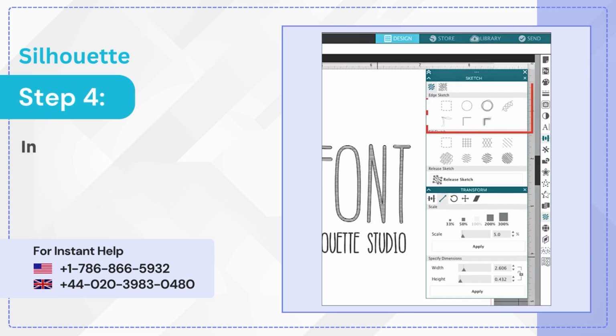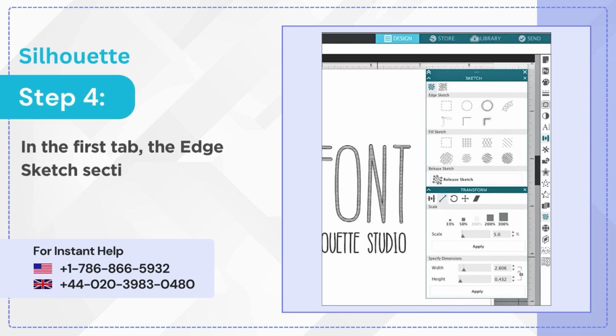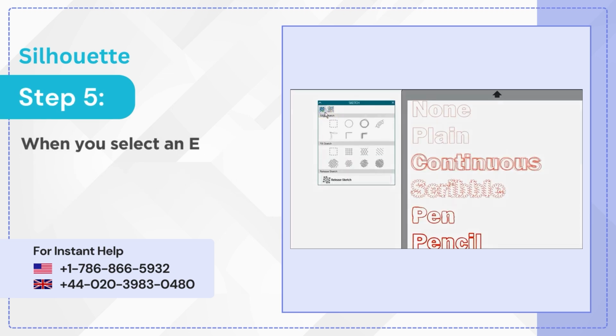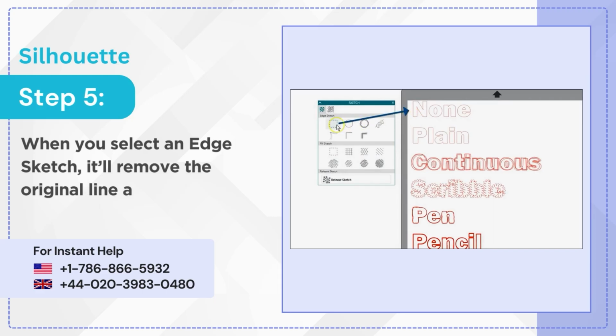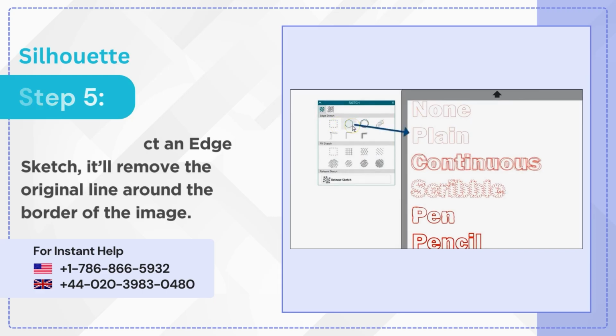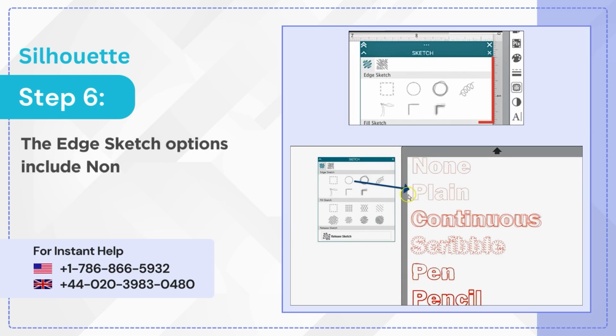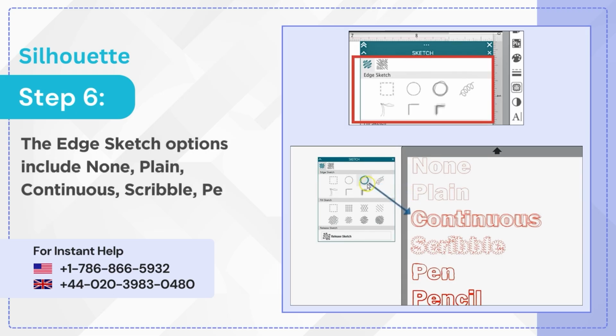Step 4. In the first tab the Edge Sketch section contains options for various styles of edges. Step 5. When you select an edge sketch it'll remove the original line around the border of the image. Step 6. The edge sketch options include none, plain, continuous, scribble, pen, pencil, and charcoal.